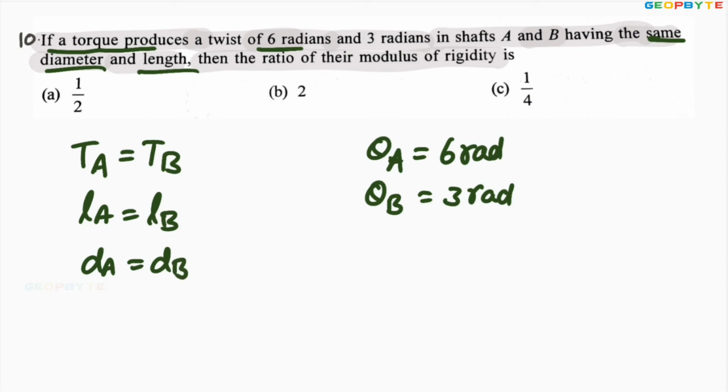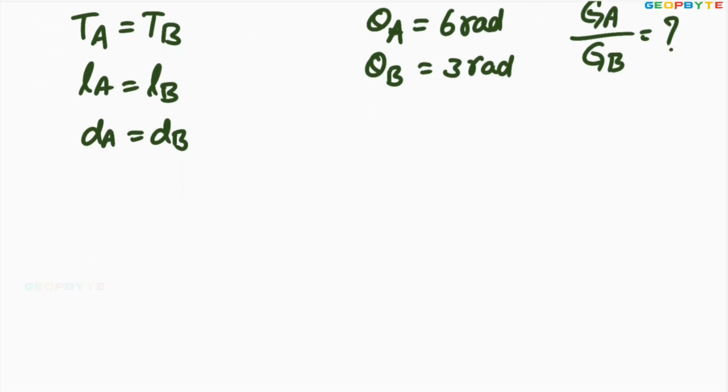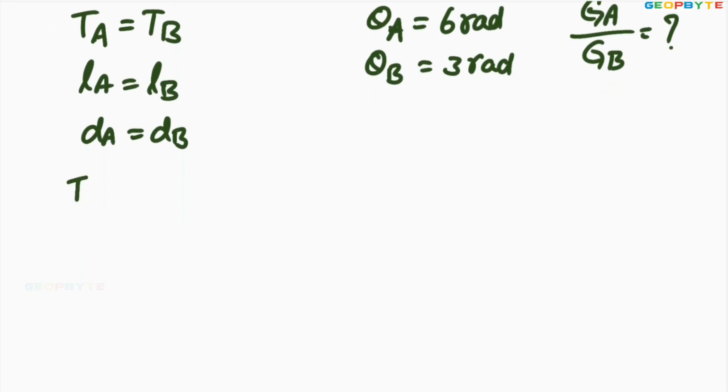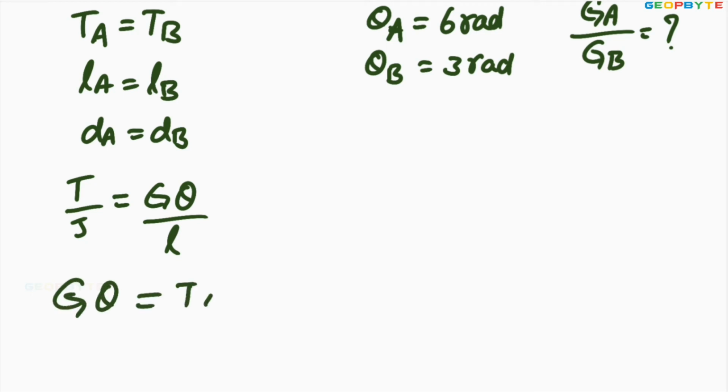DA equal to DB. You are asked to find GA by GB. Shear modulus ratio between the two shafts is how much? Again, let us take the torsion equation. T by J equal to G theta by L. From this, G theta equal to T L by J. Here T constant, L constant. Since diameter constant, J also remaining constant, this whole thing is treated as constant.